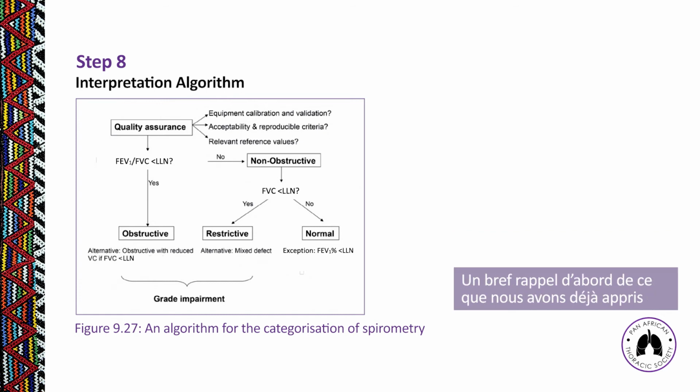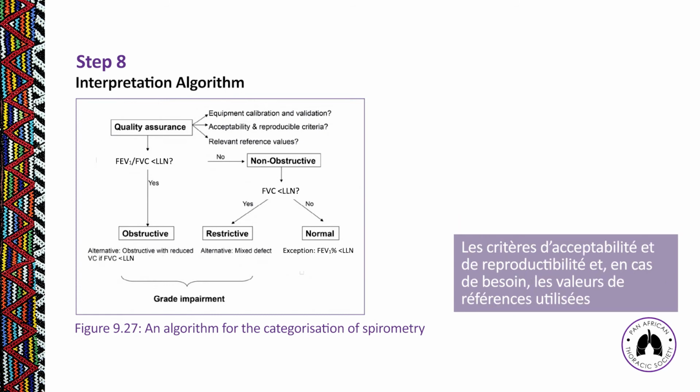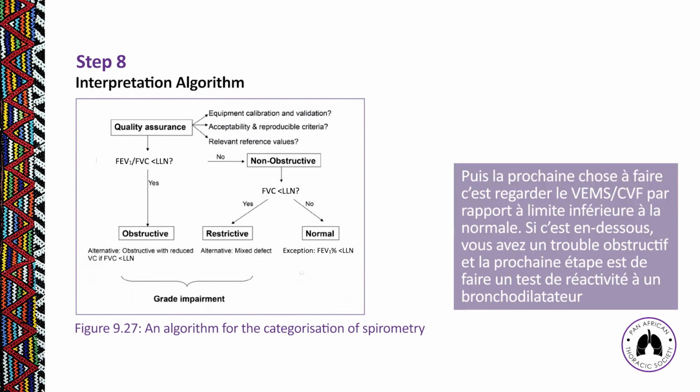So just to recap on what we've already learned, the first thing you need to do is look at the quality of the test result by looking at equipment calibration and validation, acceptability and repeatability criteria, and where relevant reference values used. Then the next thing you do is look at the FEV1 to FVC lower level of normal. If this is lower than the lower level of normal, you have an obstructive impairment, and your next step is to conduct a bronchodilator responsiveness test.